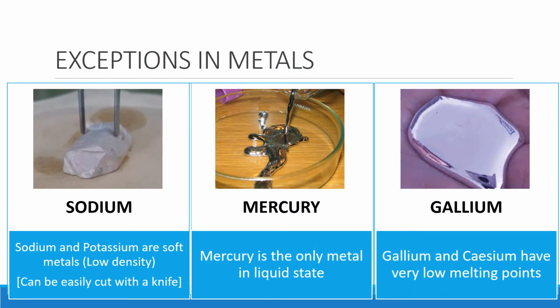Let us discuss the exceptions in metals. Generally, metals are hard and have very high density, but sodium and potassium are soft metals. They can be cut with a knife and they have very low density. Metals are in solid state, but mercury is the only metal in liquid state. Generally, metals have high melting and boiling point, but gallium and cesium have very low melting point and boiling point.